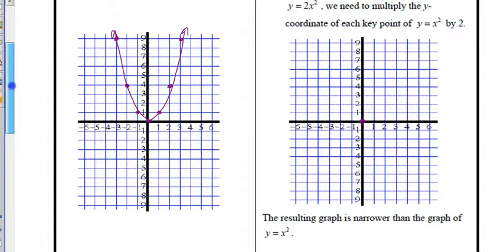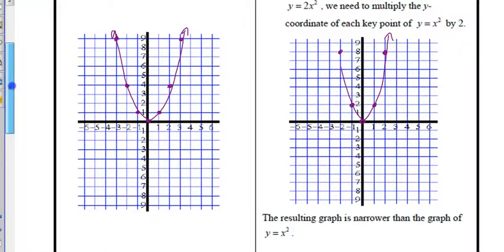Okay, let's just get through this quietly. The y coordinate of the point (1, 1) is 1, so it becomes (1, 2). The y coordinate of (2, 4) is 4, so it becomes (2, 8). And (3, 9) becomes (3, 18), off the scale, right? So negative 1 squared is 1 times 2 is 2, negative 2 squared, and so on. Okay, and now we can graph.